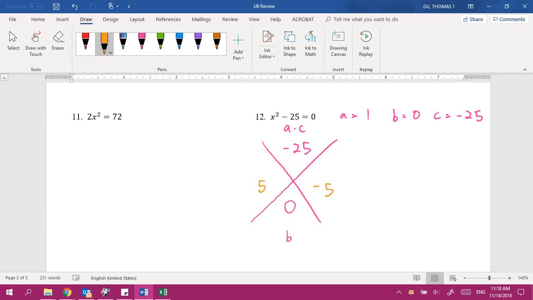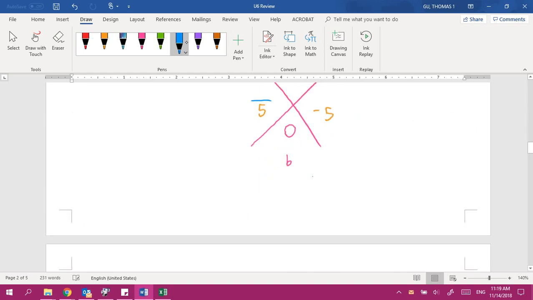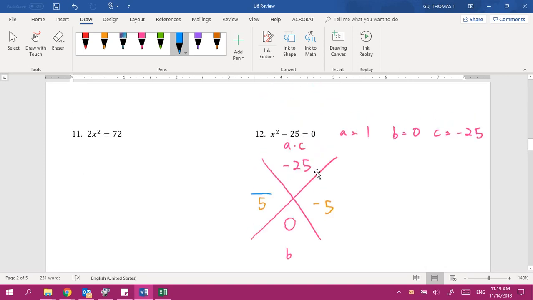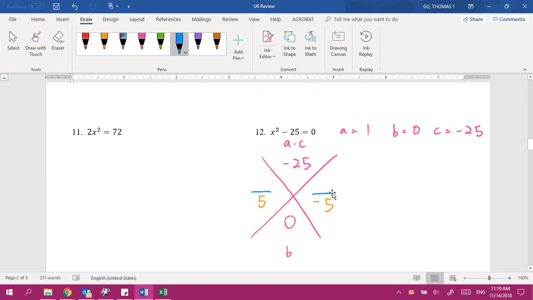Right? Because 5 times negative 5 equals negative 25, right? But 5 plus negative 5 is 0. Okay, so then what do you need to do? This is a trivial step, but on top of the 5s, we're going to put a times x, right? What is a? 1. So 1x and then 1x.